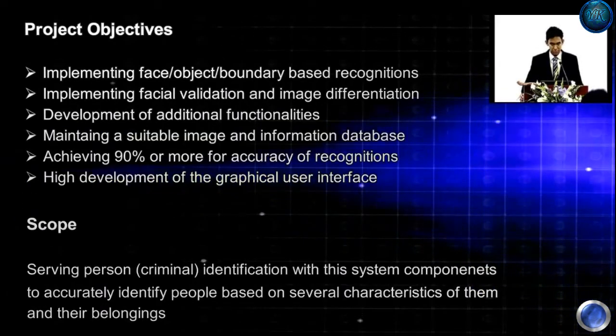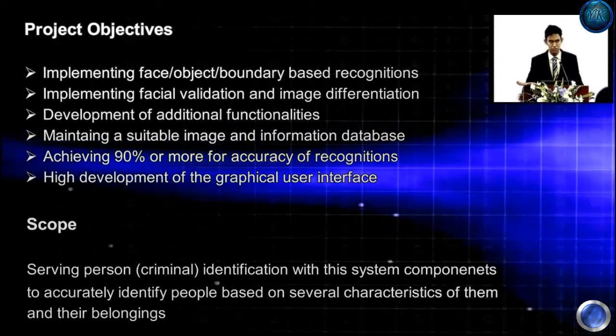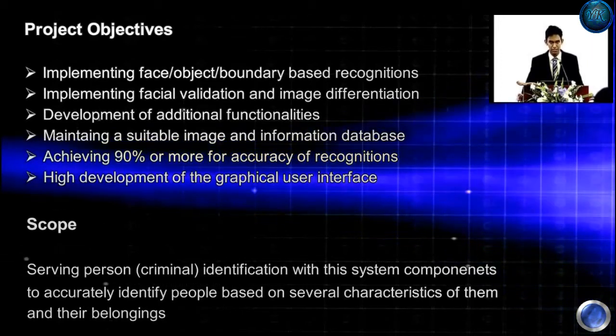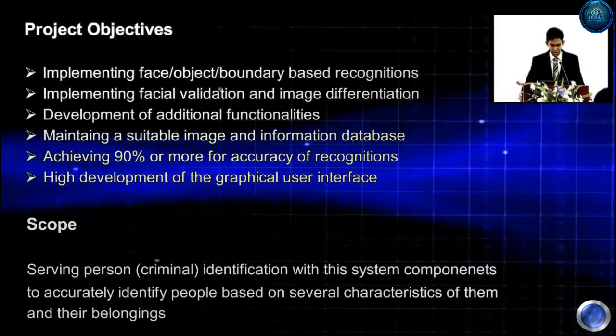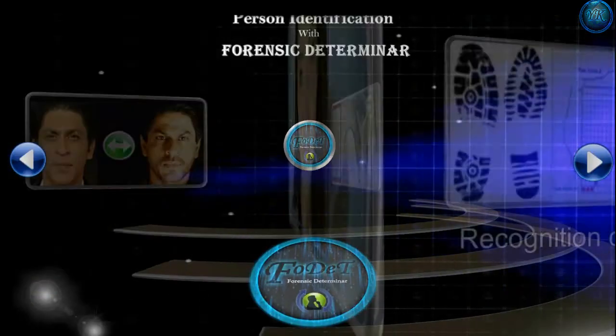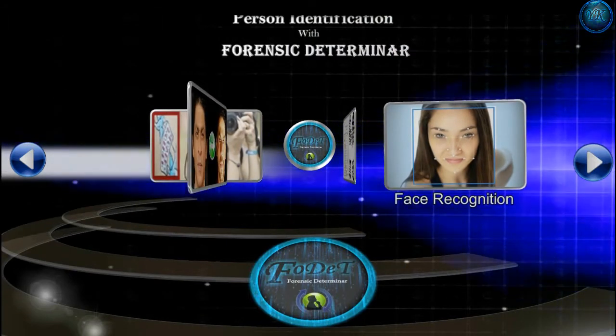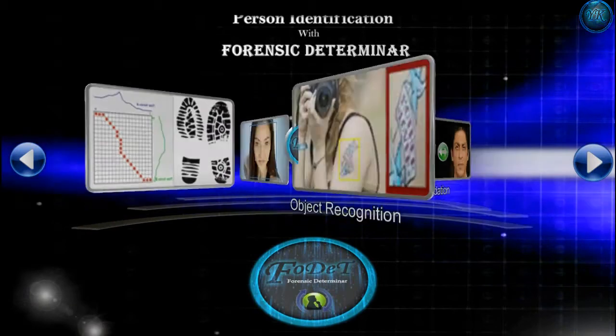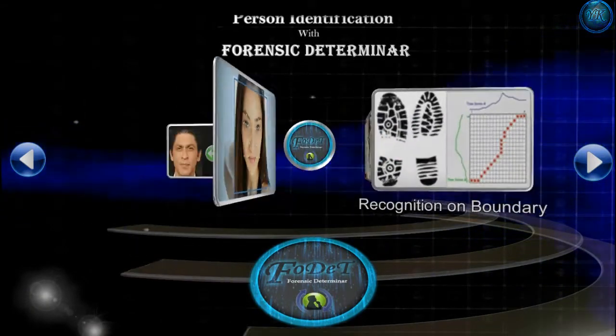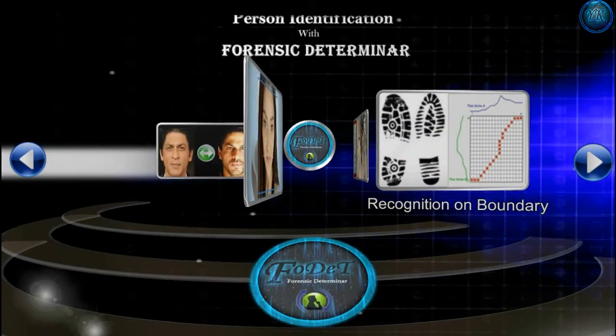Going into the project objectives, it would be to implement all these features together and also to achieve 90% or more accuracy for the recognitions and a success rate for the software. My software application presents these components as a solution to the current issue: face recognition, facial validation, object recognition, and boundary-based recognition will be used for this tool.